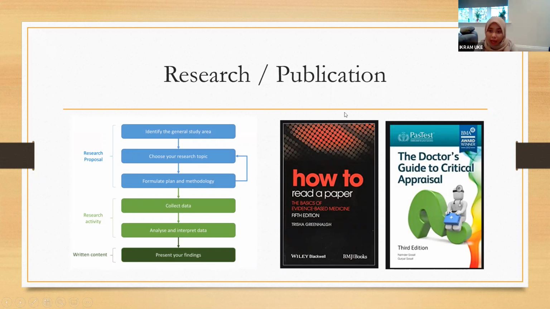I'll be honest, I haven't actually read these books, but my academic registrars highly recommend these too. So if you're into research, then this might be something that you want to invest your money in and dive into.